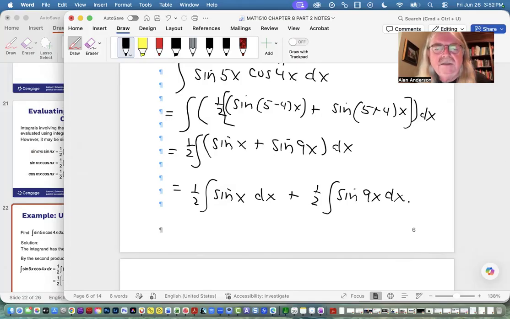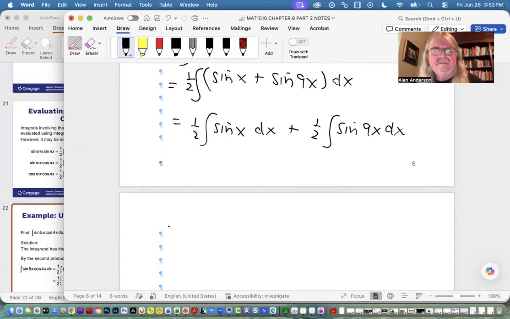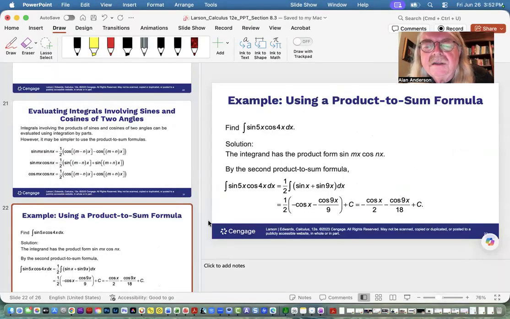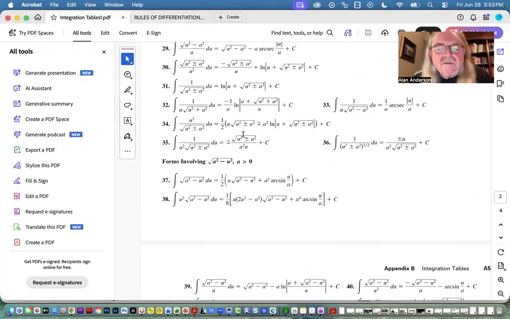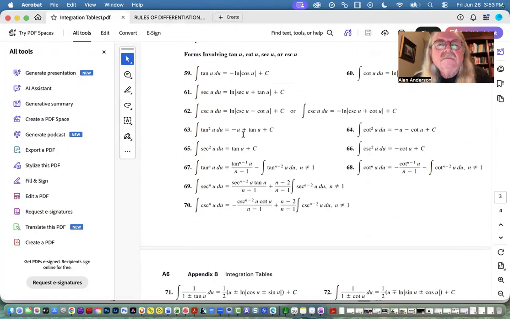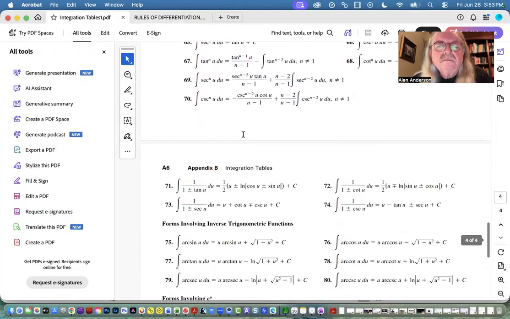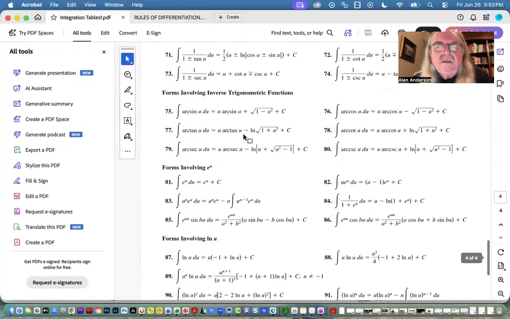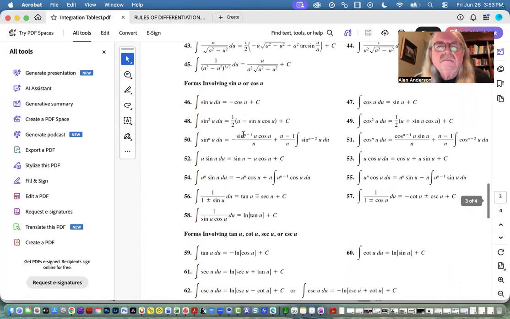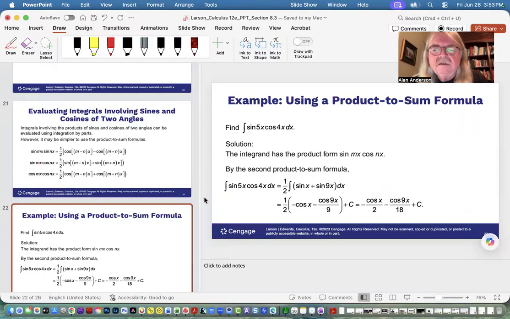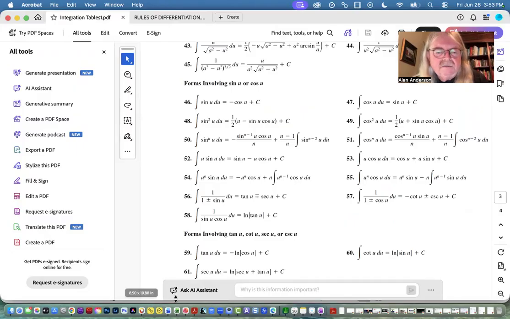All right. So the integral of the sine is the negative cosine. We have that list here somewhere. These are the derivatives. If you look at the integration, hmm. Oh, there it is. The integral of sine u du is just negative cosine, so we're good with that one. Okay.